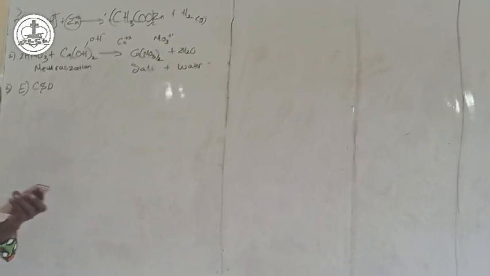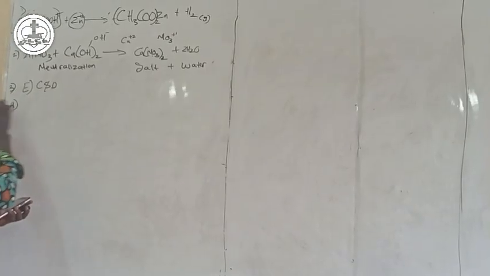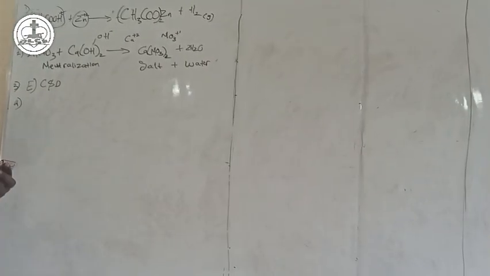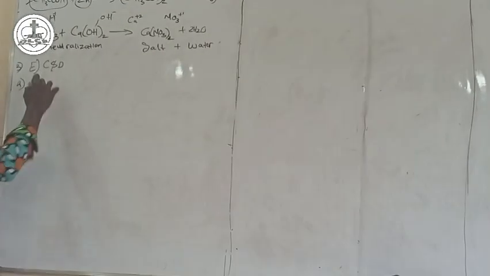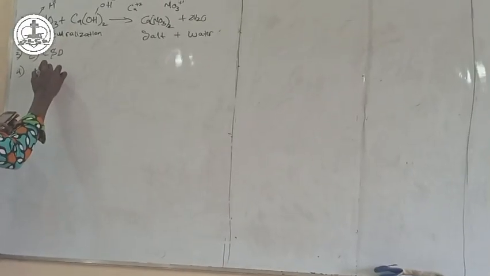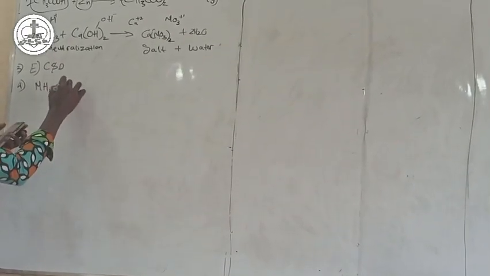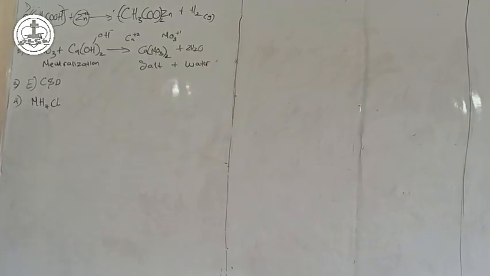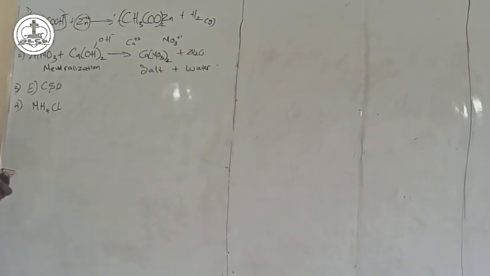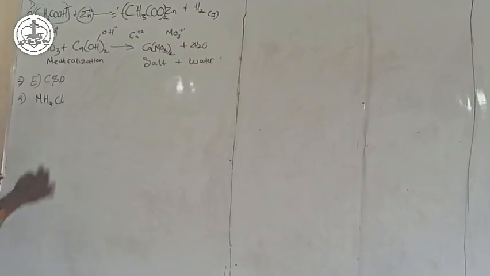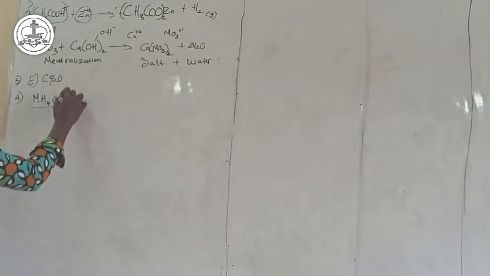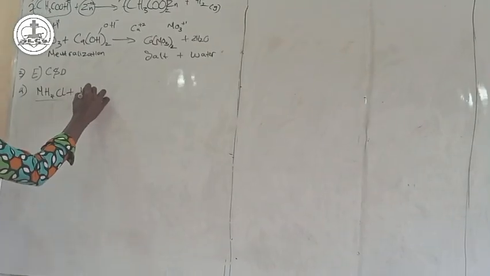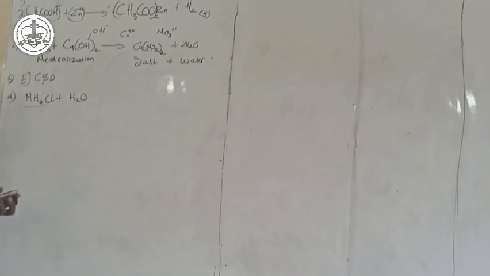So moving to the next, we have question number 4. Question number 4 says the hydrolysis of ammonium chloride, NH4Cl. The hydrolysis of ammonium chloride salt will give what? Okay, we have to know what type of salt it is. So ammonium chloride plus water, when we dissolve it into water.